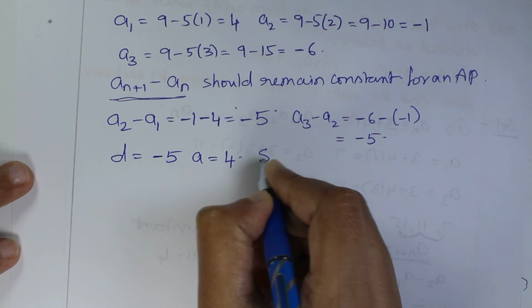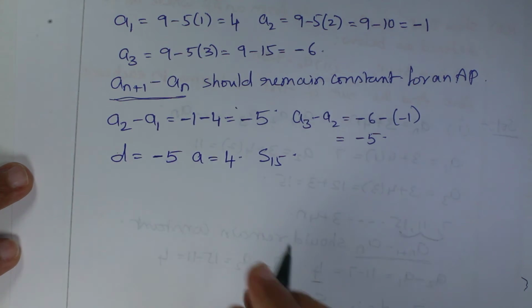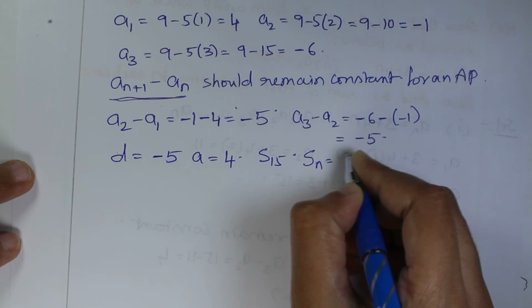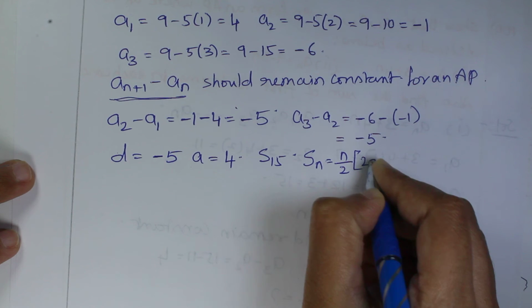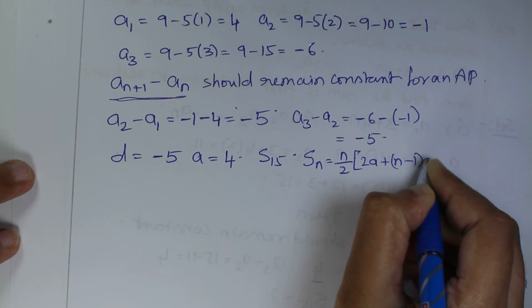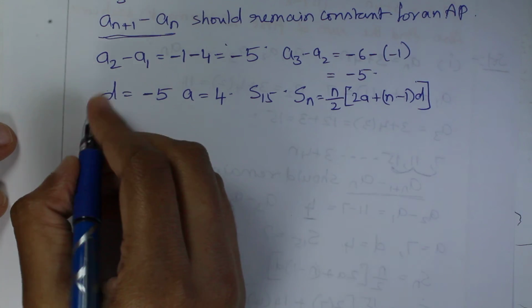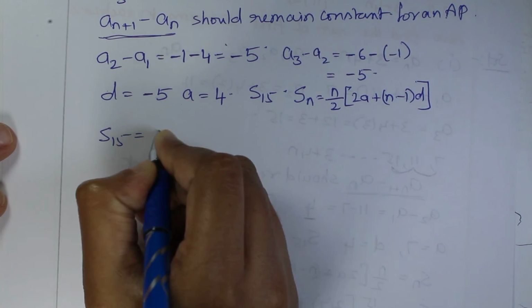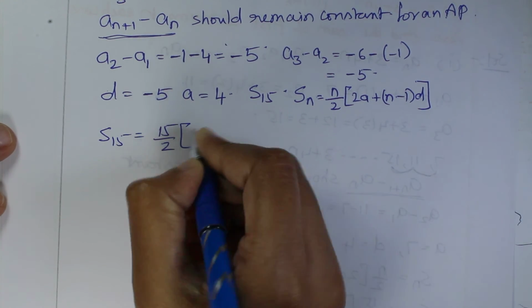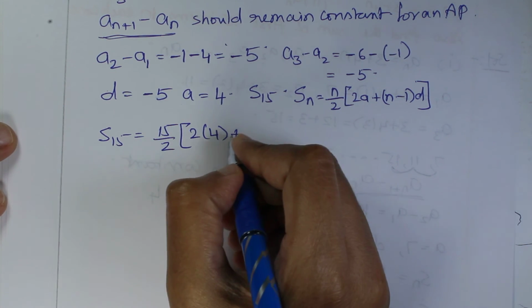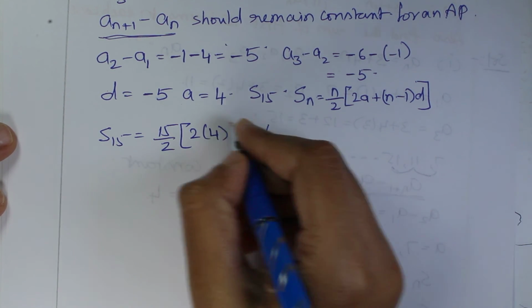Now we have to find the sum of the first 15 terms in this series, S15. We know the formula of Sn is n by 2 into 2a plus n minus 1 into d. Now let's substitute the values. S15 becomes 15 by 2 into 2a, which is 2 into 4, plus 15 minus 1, which is 14, into the common difference d, which is minus 5.